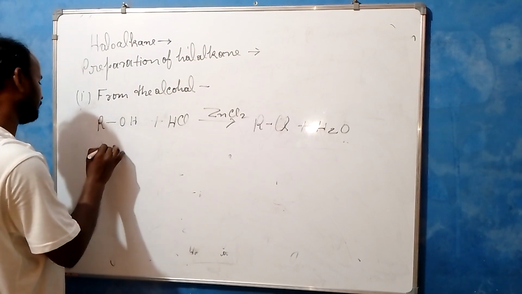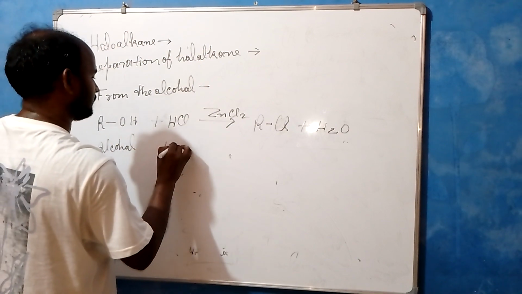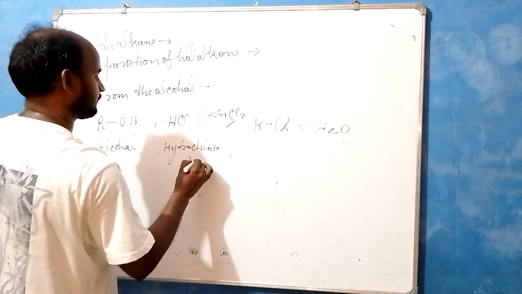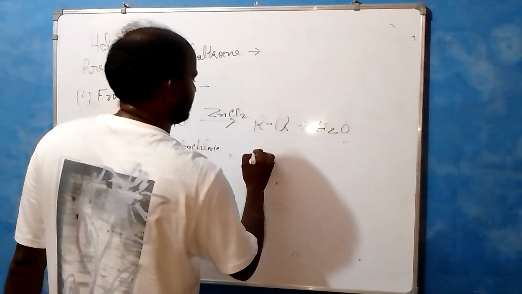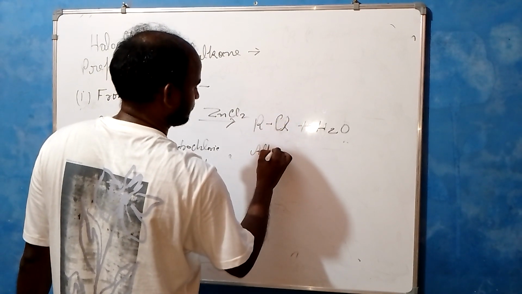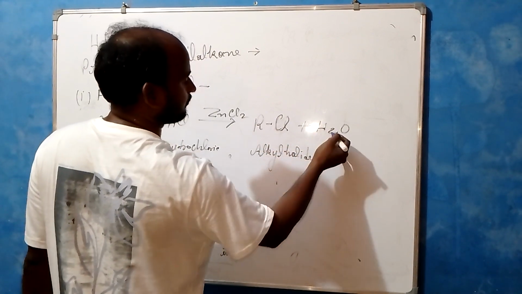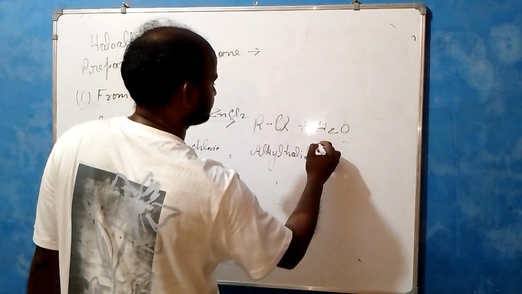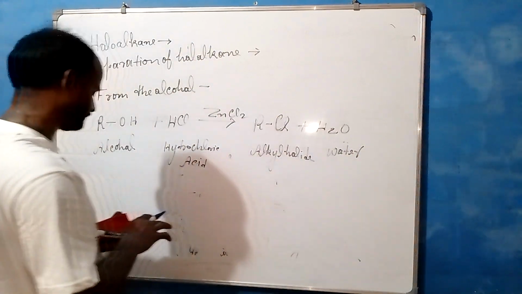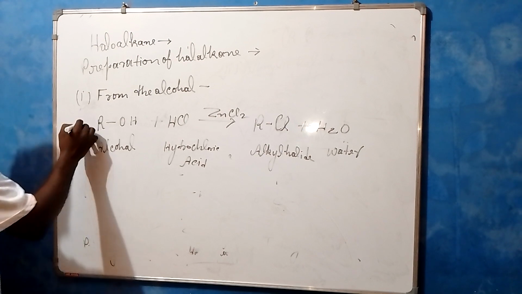This compound is known as alcohol, and this is hydrochloric acid. The main product is known as alkyl halide, and the subproduct is formed in the form of water. This is the first method.